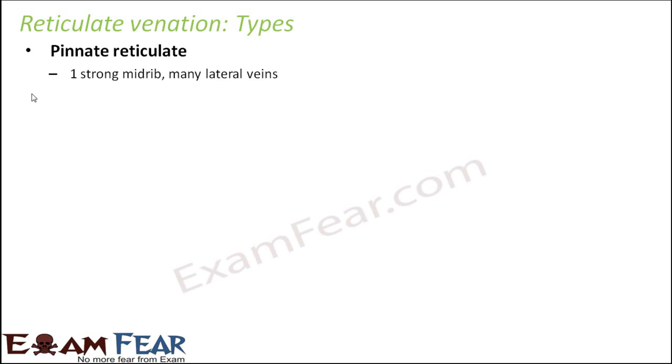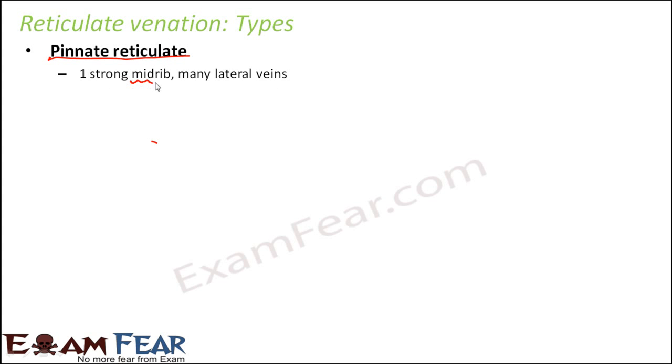Now again, in reticulate venation also, there are different types. Even though the veins and veinlets are arranged haphazardly, there are still two categories into which they can be divided. One is called pinnate reticulate and the other is called palmate reticulate. So what happens in pinnate reticulate? Let us first see pinnate reticulate. Here we have one strong midrib and many lateral veins.